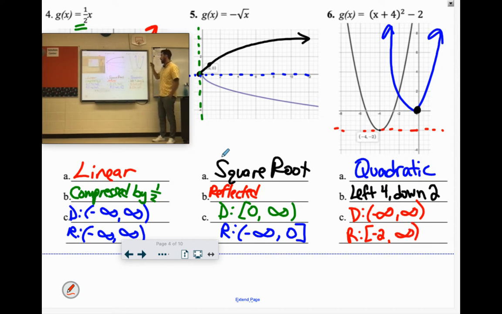Now, let's look at our shifts and the actual graph. So it said we shifted left 4. I see a +4. If it's in parentheses, it's going to be your right and left shift. And then it was shifted down 2. So your vertical shift is outside of those parentheses.